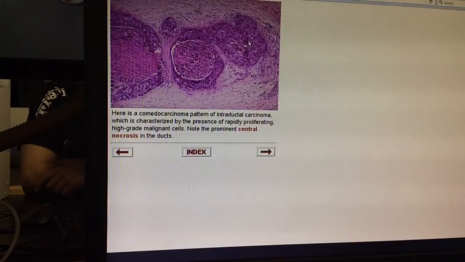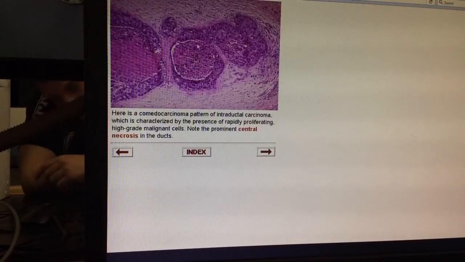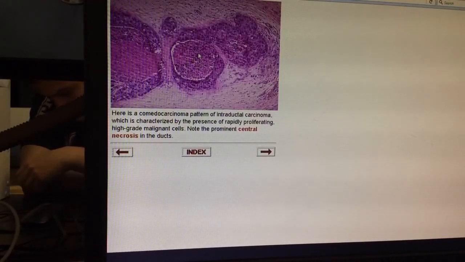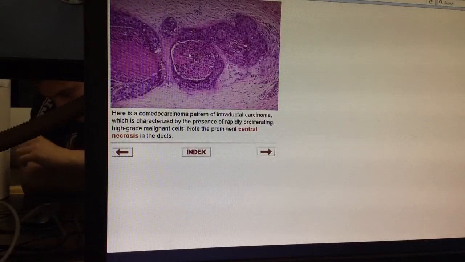This microscopic picture shows something called comedonecrosis. Comedo means necrosis inside the gland. Usually some superficial gland underwent necrosis and caused necrotic debris inside the gland. It is called comedonecrosis, and it is usually a high-grade type of carcinoma or ductal carcinoma in situ.